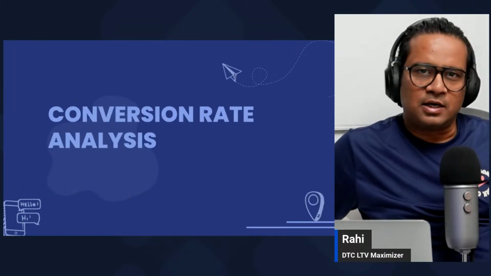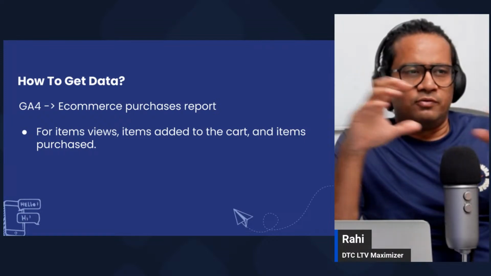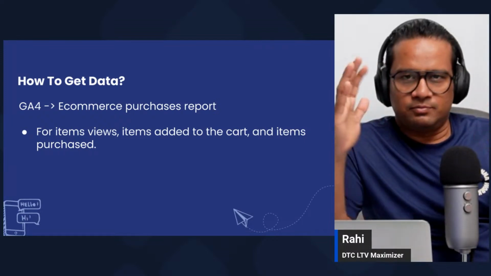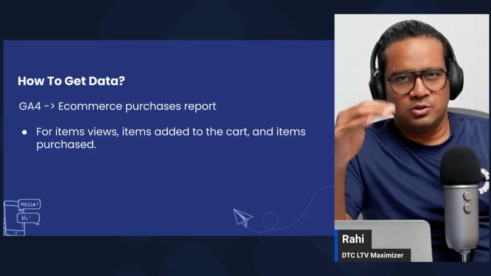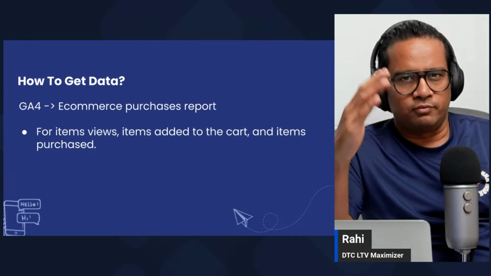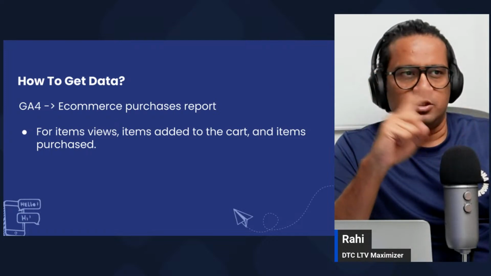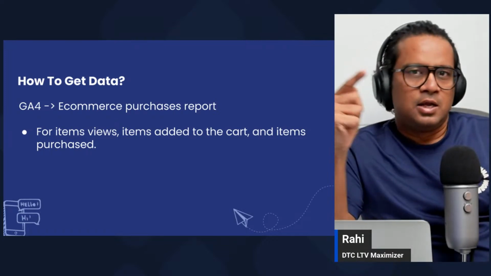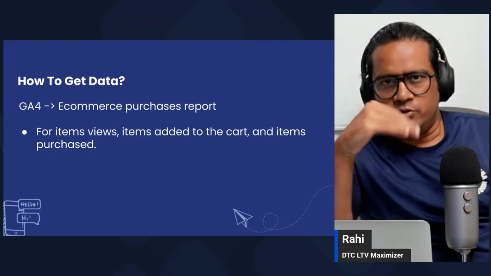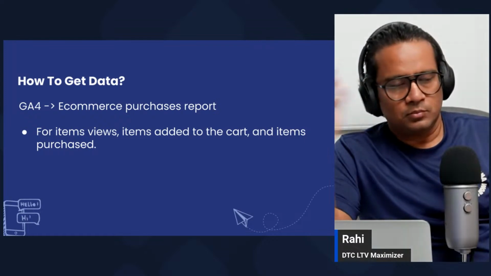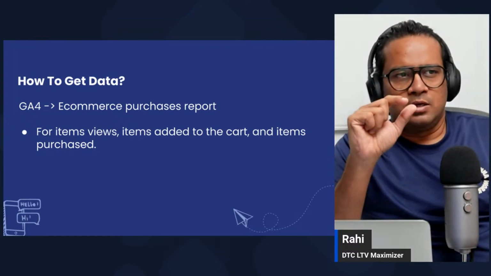Then there is a conversion rate analysis. Conversion rate analysis is mostly about how to get the conversion data at the product level. We'll come down to it in Excel, but we go to GA4. There is an e-commerce purchase report, which gives you a good breakdown of items and items per view: how many items someone viewed, how many items they added to the cart, and eventually bought. So it gives you a linear structure: the view part, then add to cart, and your conversion. We monitor two metrics over here. One is view to add to cart.